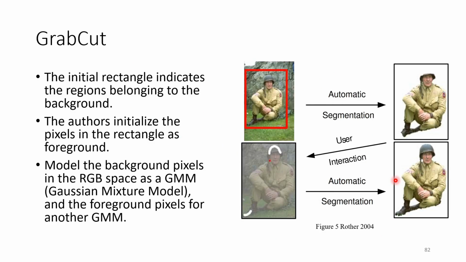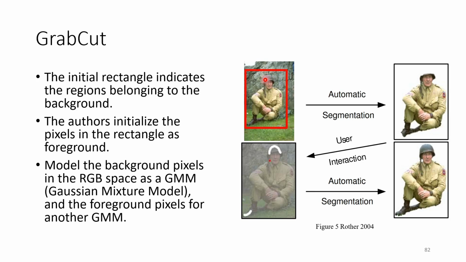Okay, GrabCut: let's say you are given a rectangle. What does the rectangle mean? The rectangle means that all pixels outside of the rectangle are background pixels. So this is information given by the user. From the background, it can do a first automatic segmentation and generate a result like this one.